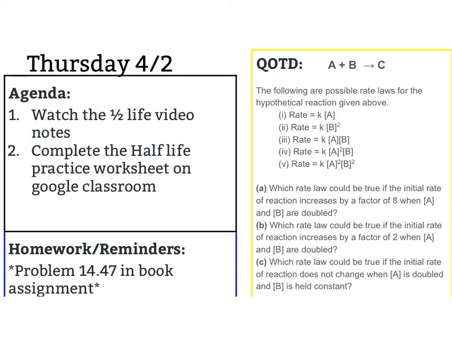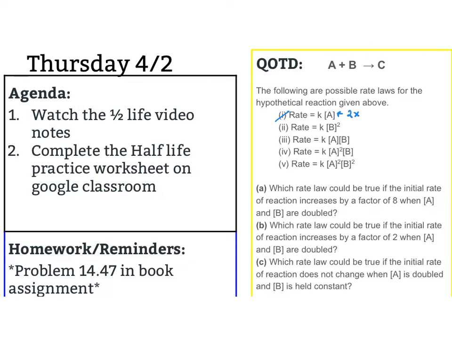So our first one says, which rate law could be true if the initial rate of reaction increases by a factor of 8 when A and B are doubled. If we look at the first one, since B is not in there, that tells me that B is 0 order, it doesn't affect the rate. So if I double A, the rate would double. So that one doesn't work, okay?